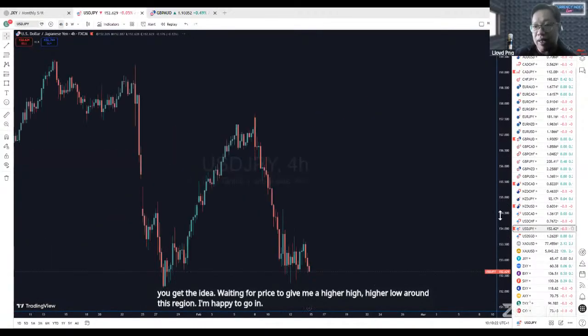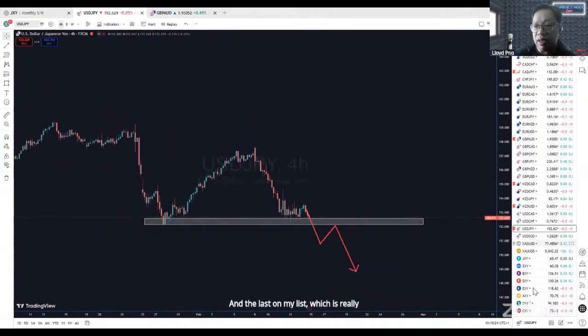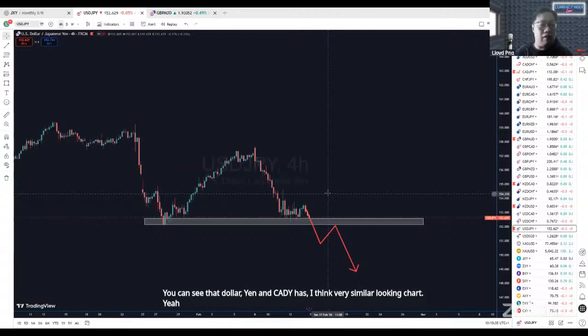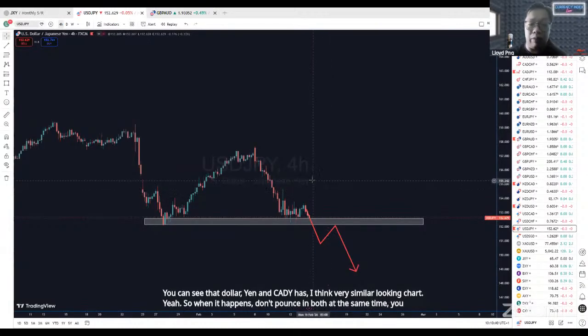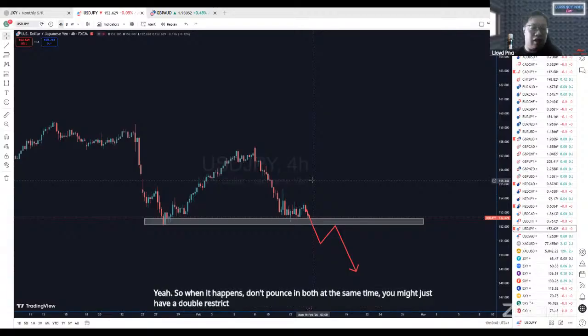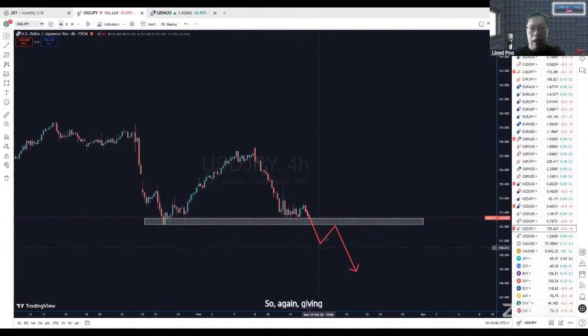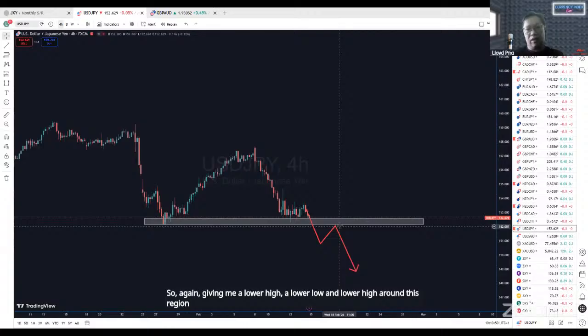And the last on my list, which is really pairing the weakest against the strongest, you can see that dollar yen and cat yen have a very similar looking chart. So when that happens, don't pounce in both at the same time. You might just have a double whammy. Choose the one which you think is set up the most nicely. So again, giving me a lower low and lower high around this region, and I'm happy to go in. Yep, so this is my analysis for the week ahead.